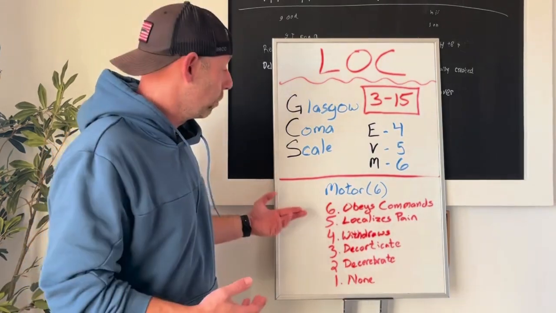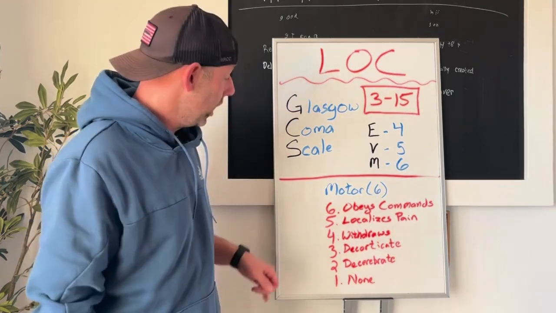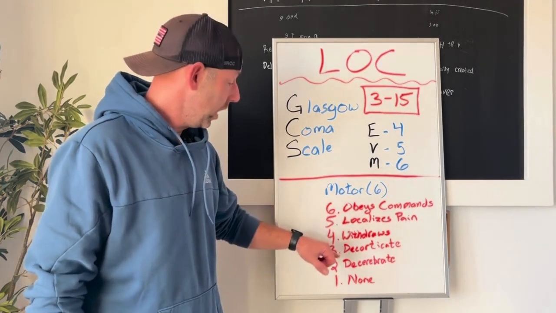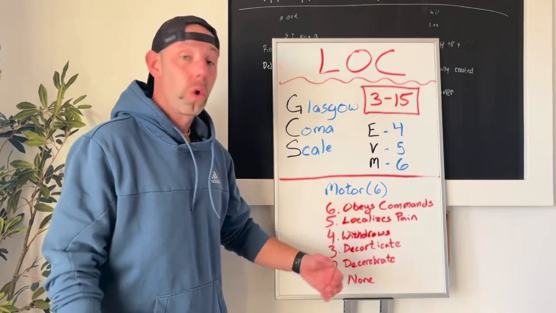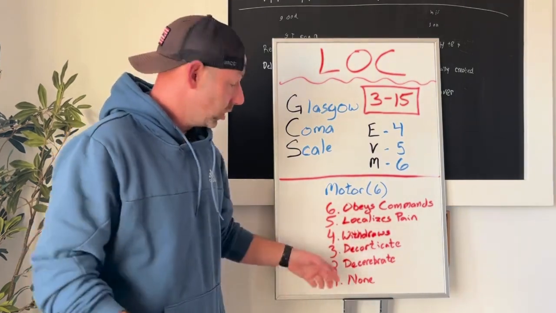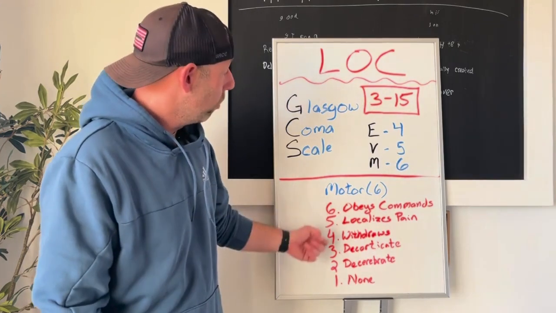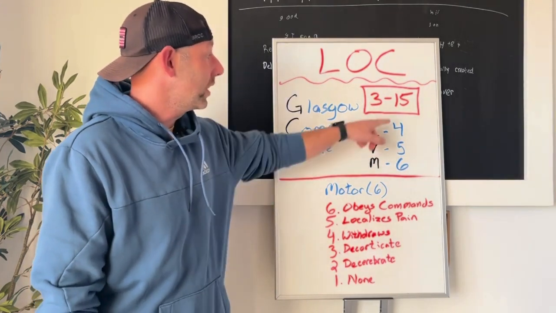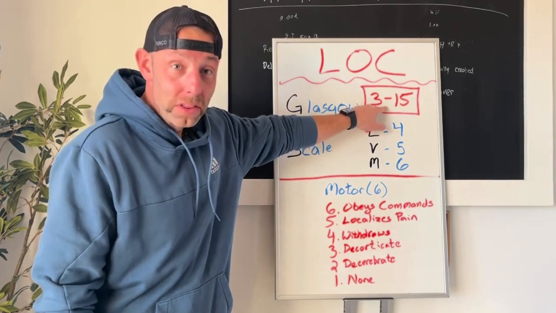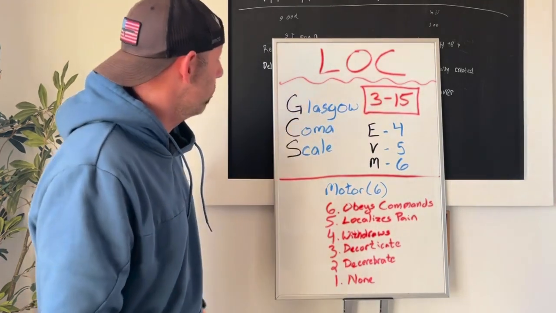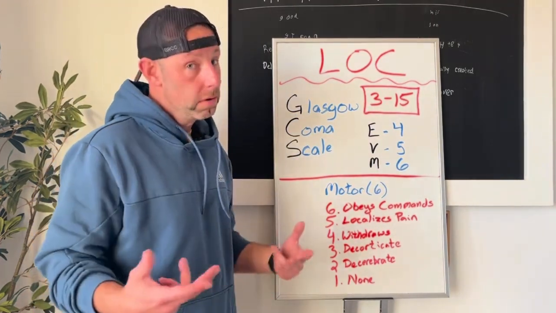So this is your 6 points for motor function with your GCS. Obeying commands, localizing pain, withdrawing from pain, decorticate posturing to the core, decerebrate, moving away, and then none, unresponsive. You add up the number of points from eyes, verbal, and motor, and that's going to give you your score. The higher, the better. And so this is your Glasgow Coma Scale. And remember, EVM 456.